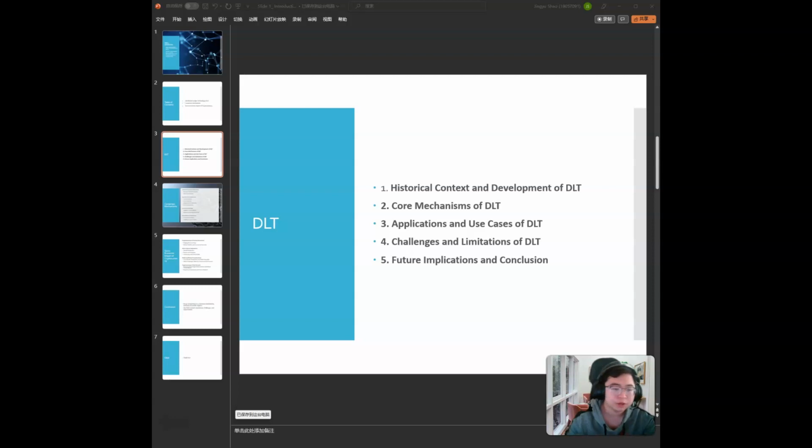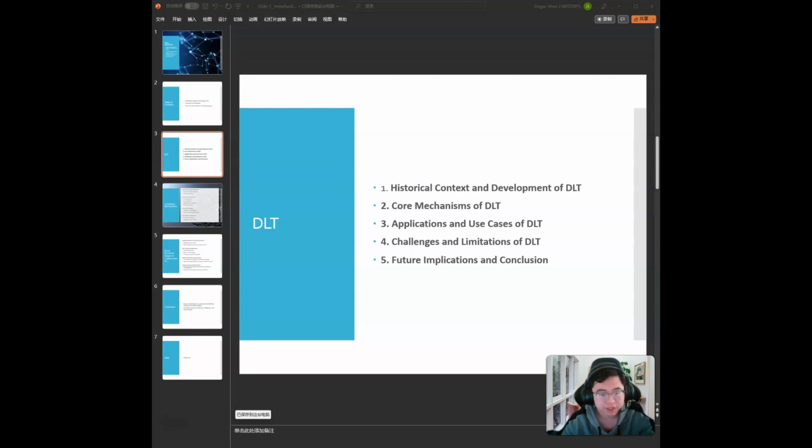Now I will talk about the relevance, mechanism, applications, challenges, and future potential of DLT. For the first, the historical context and the development of DLT. In 2008, a pseudonymous entity, Satoshi Nakamoto, introduced Bitcoin, providing the first practical solution to the double spending problem in a decentralized network without the need for a trusted central authority.